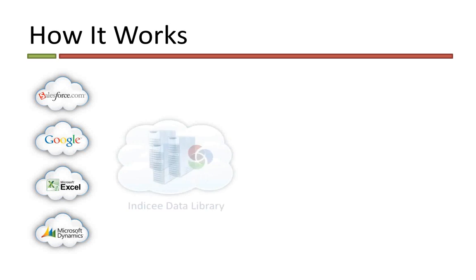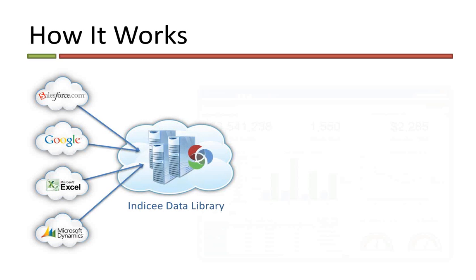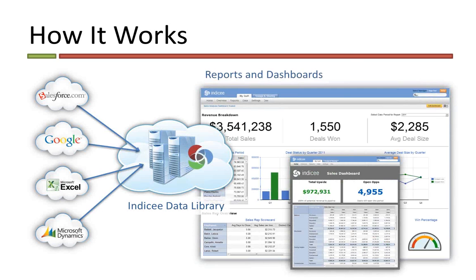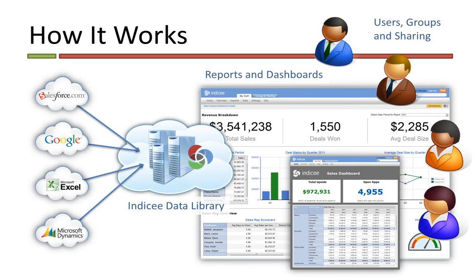So how does Indicee work? Indicee essentially allows you to send all that data to one or many Indicee data libraries, consolidate, organize, and make sense of that data, and present it to the end users so that they can create reports and dashboards and begin to share them out with other people in the organization, whether internally with their own colleagues or different business groups, or externally with customers and partners as well. That really is Indicee in a nutshell. Take the data from multiple different sources, combine and consolidate it inside of an Indicee data library, allow people to create reports and dashboards, and of course share them with other people in the organization.